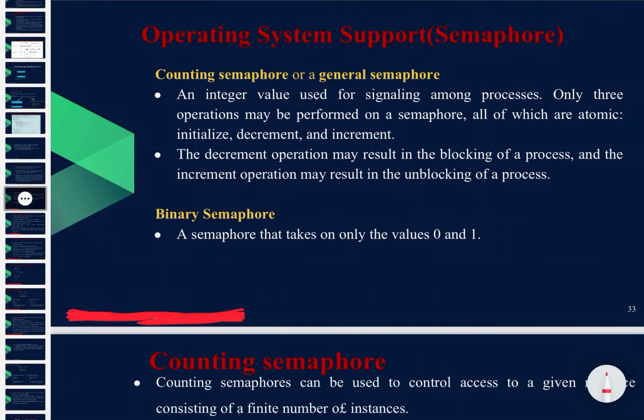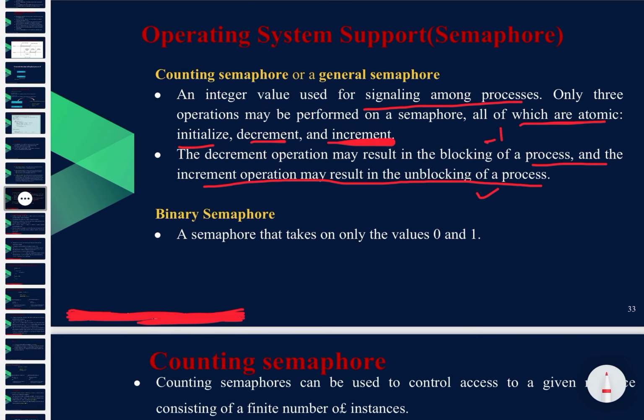Operating system support: semaphore. A counting semaphore, or a general semaphore, is an integer value used for signaling among processes. Only three operations may be performed on a semaphore, all of which are atomic: initialize, decrement, and increment. The decrement operation may result in blocking of the process, and the increment operation may result in unblocking of the process. So decrementing results in blocking.